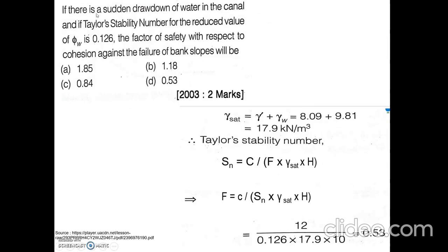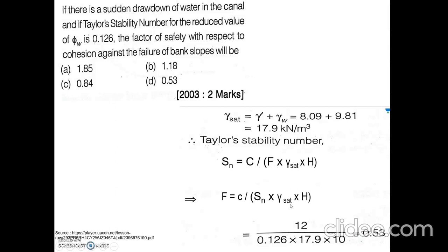Next problem. If there is a sudden drawdown of water in the canal and if Taylor's stability number for the reduced value of phi w is 0.126, the factor of safety with respect to cohesion against the failure of the bank slope will be what? So for that, again we will use the equation for finding factor of safety as F equal to C divided by Sn into gamma saturated into H, because for sudden drawdown condition we will have to replace gamma by gamma saturated. So hence we have used here gamma saturated.